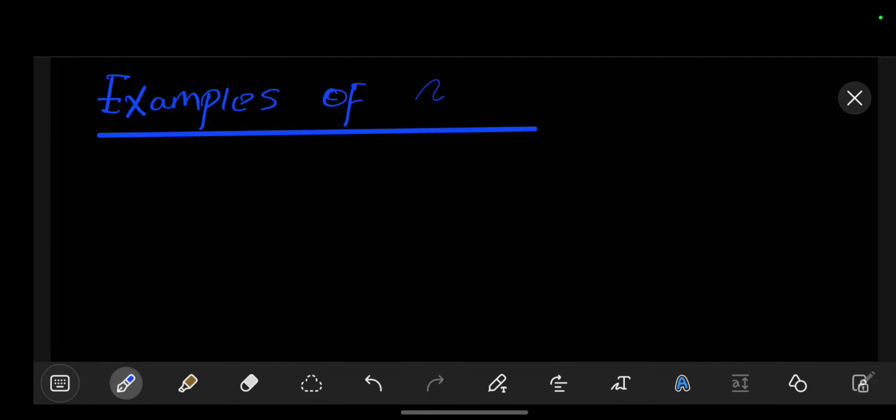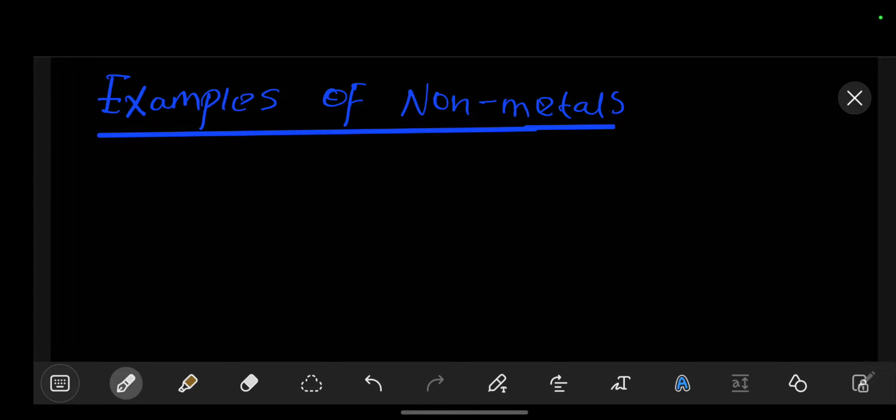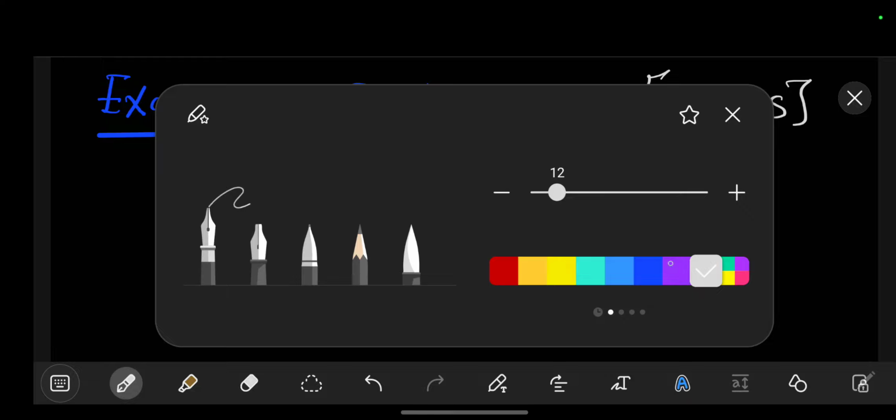All right, now let's see examples of non-melters. So we said that melters are found on the left-hand side, but non-melters are found on the right-hand side of the periodic table. And so we have a couple of examples here right now.